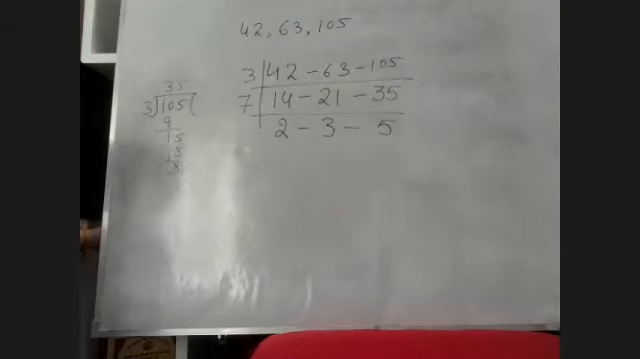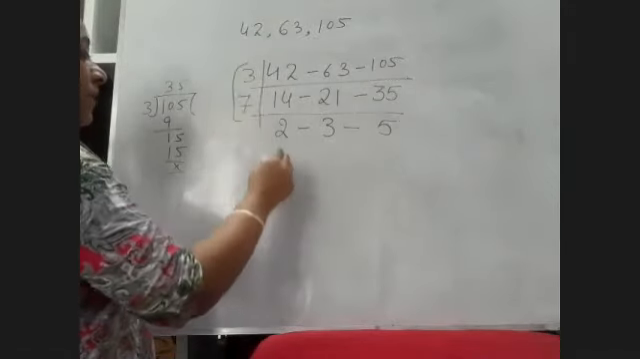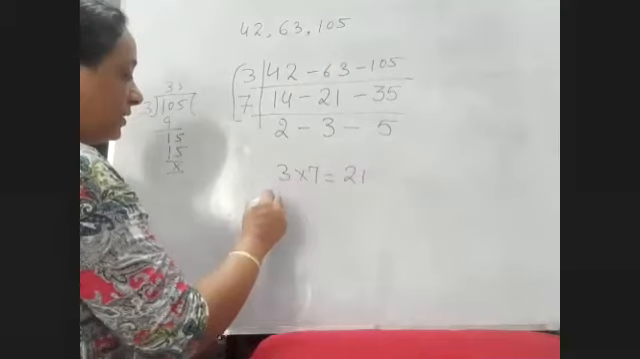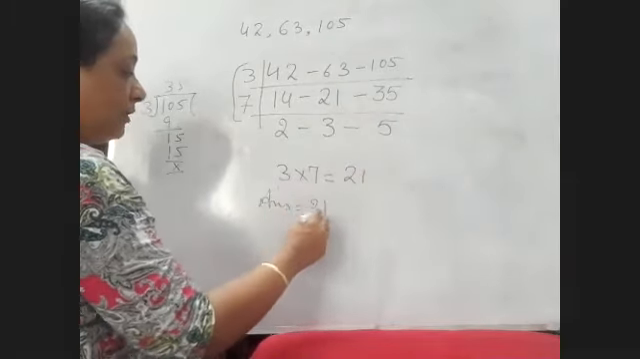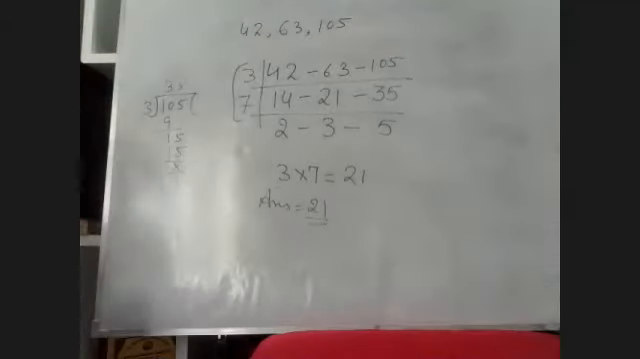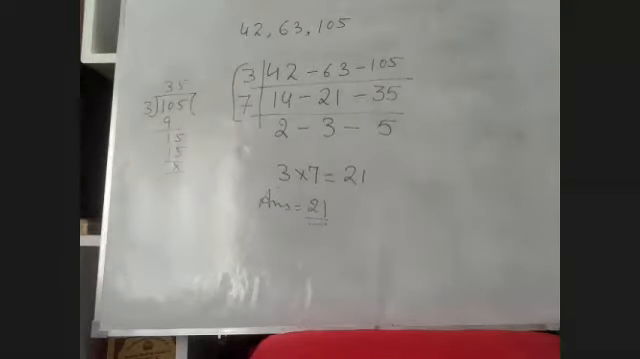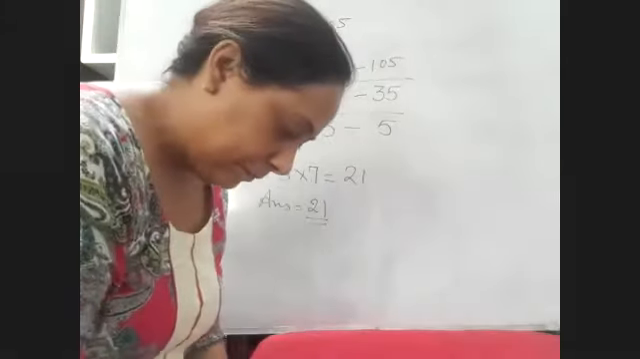These three numbers are not multiples of any one number. So here HCF is 3 multiplied by 7. 7, 3 are 21. So our answer is 21. Yes, students? Clear, students?